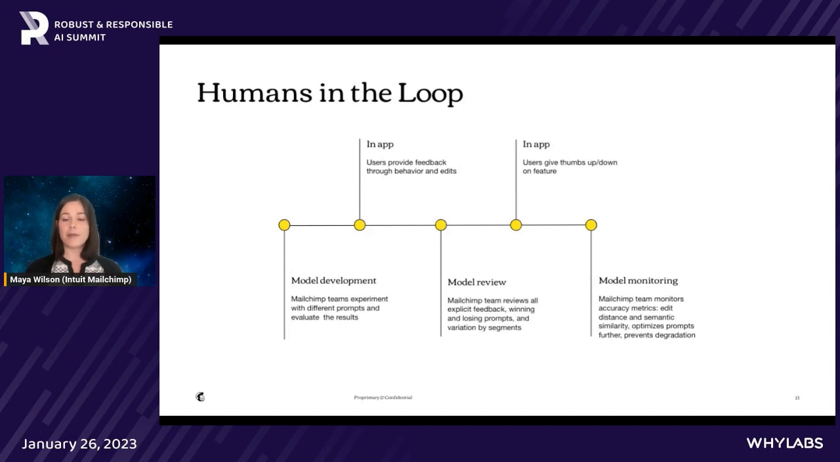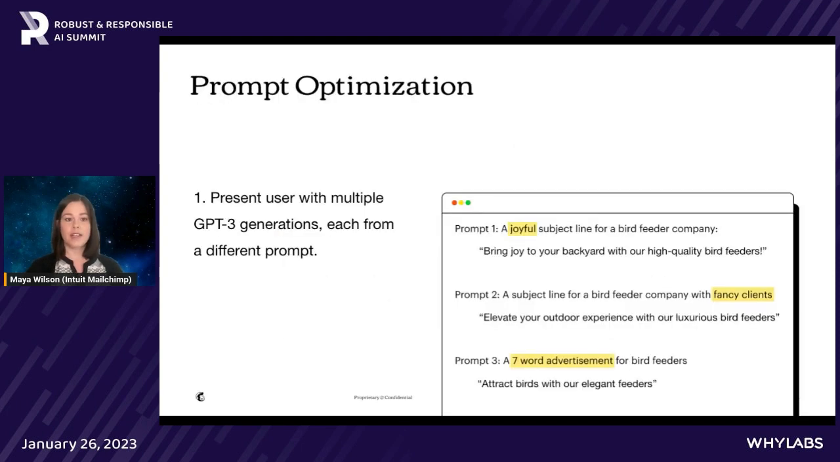And finally, in the model monitoring phase, we ensure that the metrics that we're watching are improving over time, that we don't have any meaningful gaps or deterioration in the user experience. And if something happens, that we have the visibility to know that something has changed.